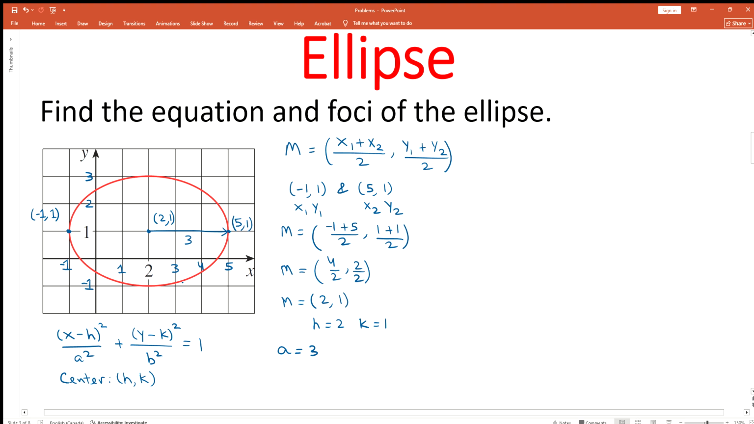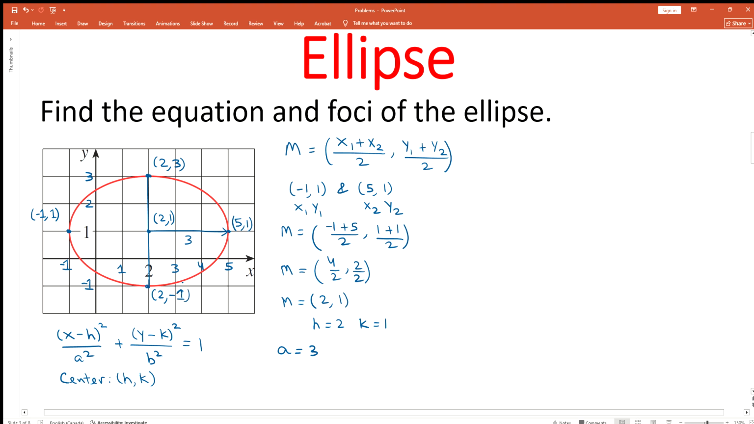We can find the b value by analyzing the minor axis of this ellipse. Minor axis of an ellipse is a line that passes through the center of the ellipse and is perpendicular to the major axis. It is a vertical line. So this line here represents the minor axis of this ellipse. This minor axis touches the ellipse at its co-vertices. The co-vertex at the top is (2, 3) and the co-vertex at the bottom is (2, -1).